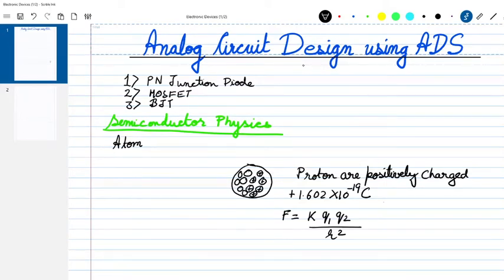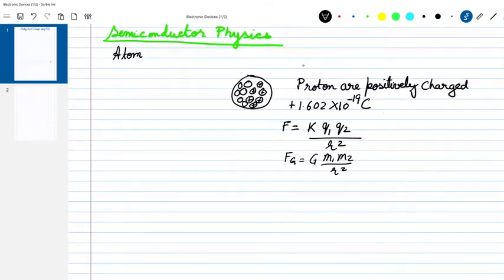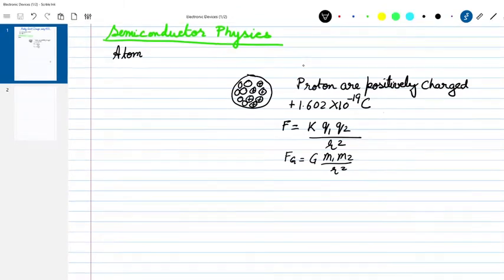Now this force has to be overcome by some form of a gravitational force, which will be equal to G into m1 into m2 over r square. These two forces are going to balance each other, and the nucleus is going to be stable. Now, if I just assume positive charges, then the atom is going to be positively charged, but it's not so. The atom is going to be neutral.